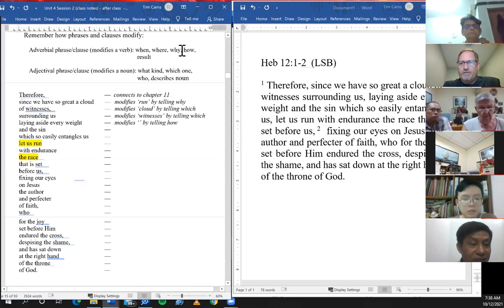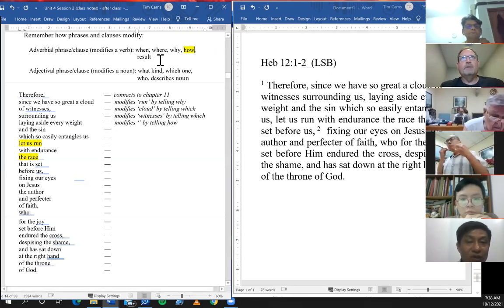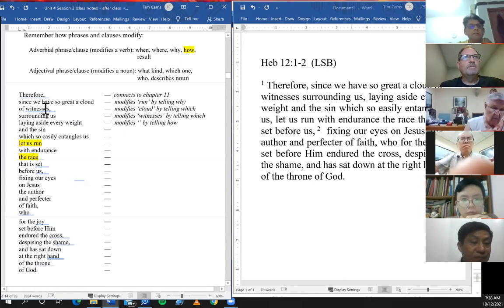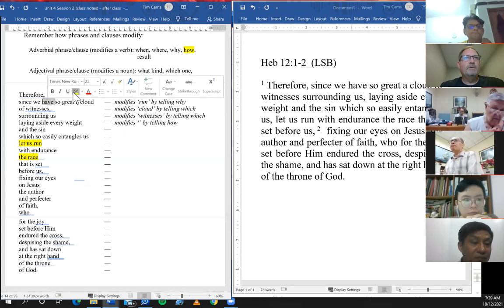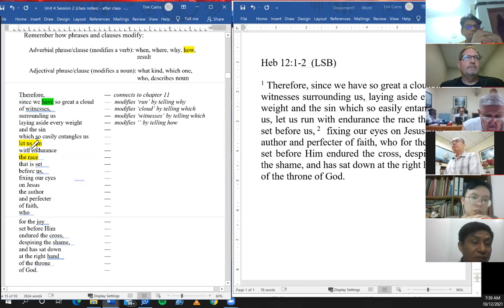Is it going to modify a verb or a noun? Verb. Yeah, it's a verb. It's going to modify an action. So there's only a couple of verbs, right? Have is one verb. Let me use another color here. And then the other verb is run.